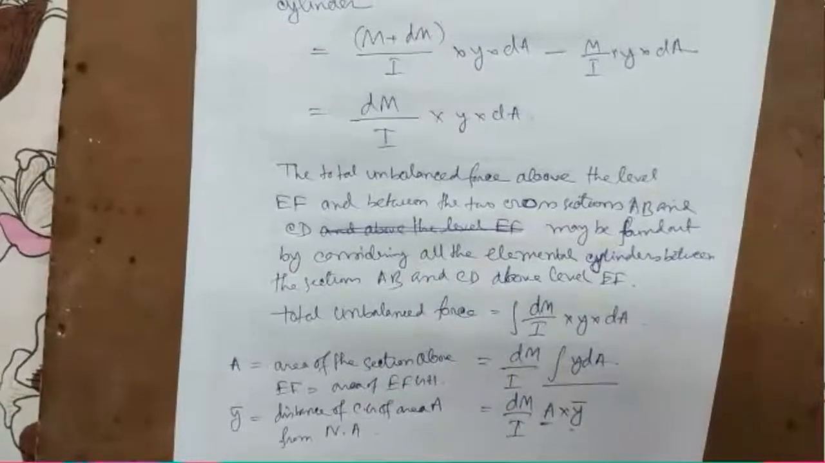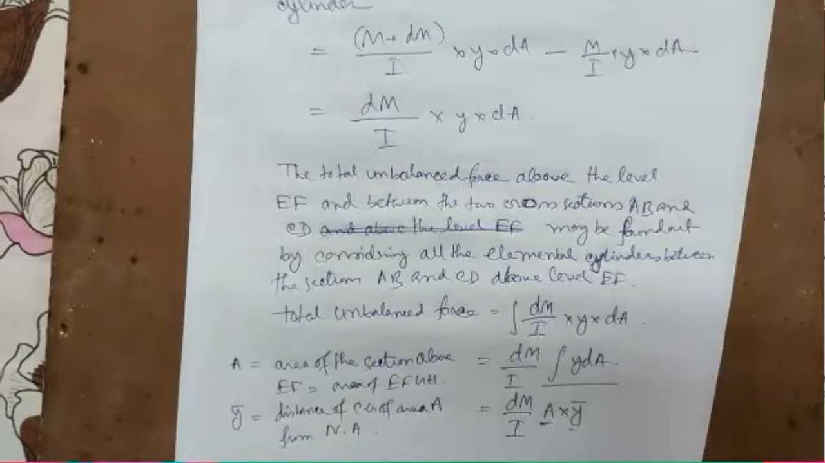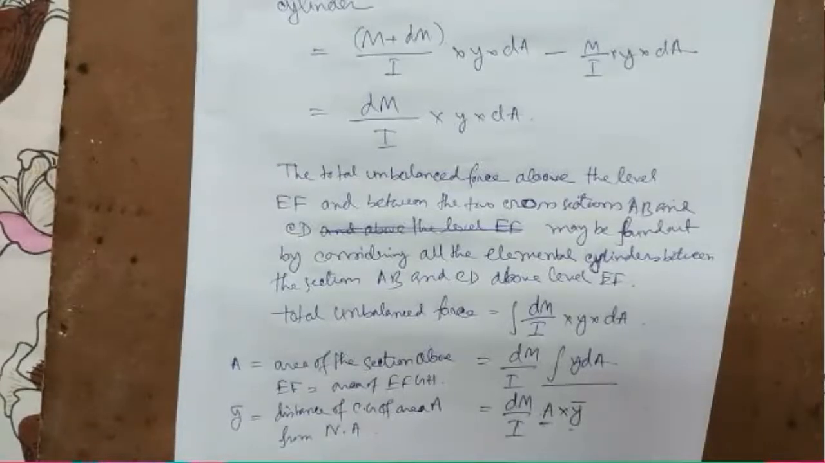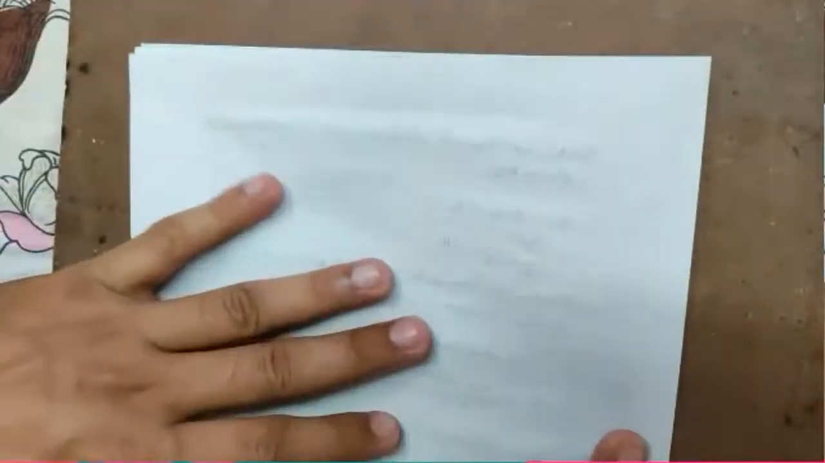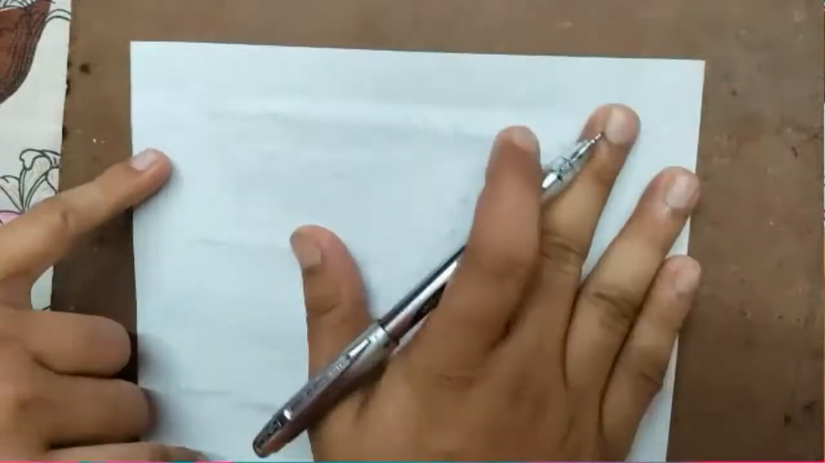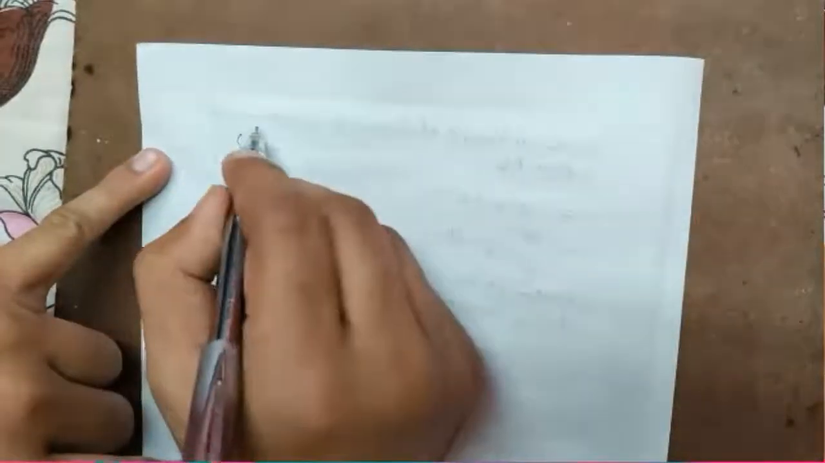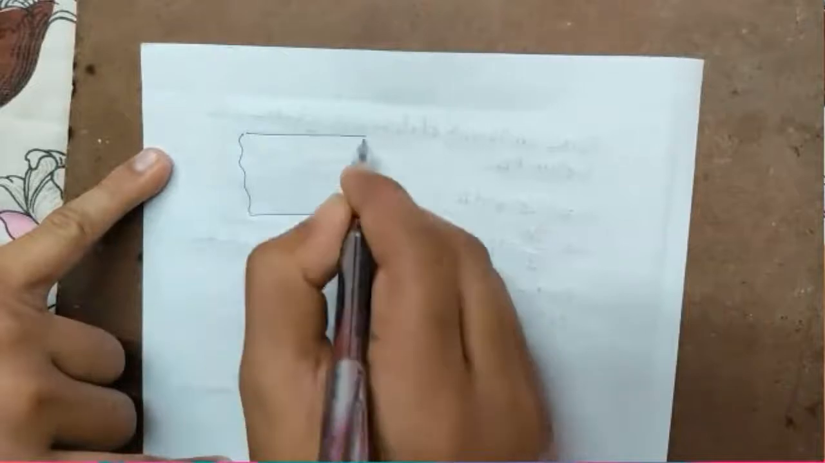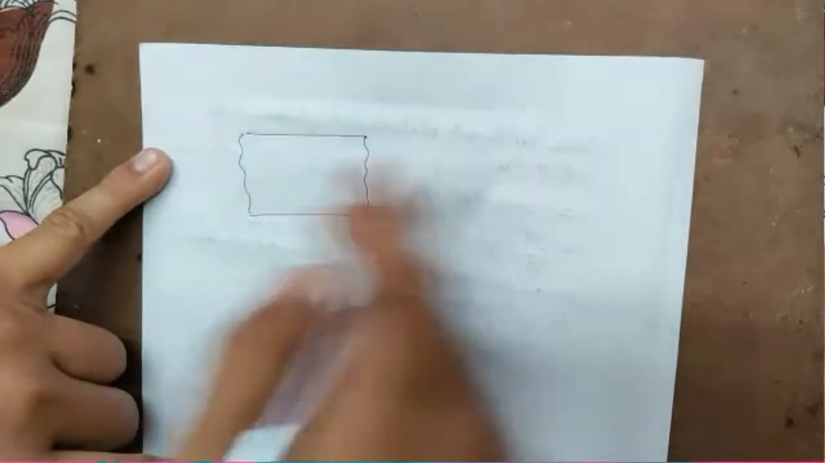So now, due to this total unbalanced force acting on the part of the beam above level EF and between the sections AB and CD, the beam may fail due to shear. So how will it look like? Let me draw a figure so that you can understand how this will work. These are extended on both ends.